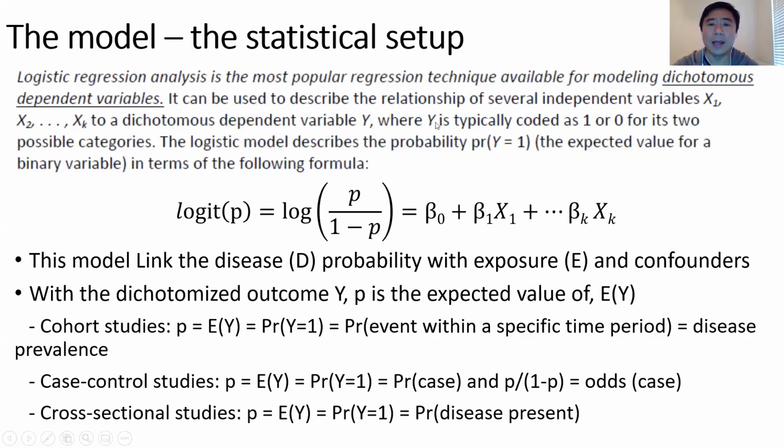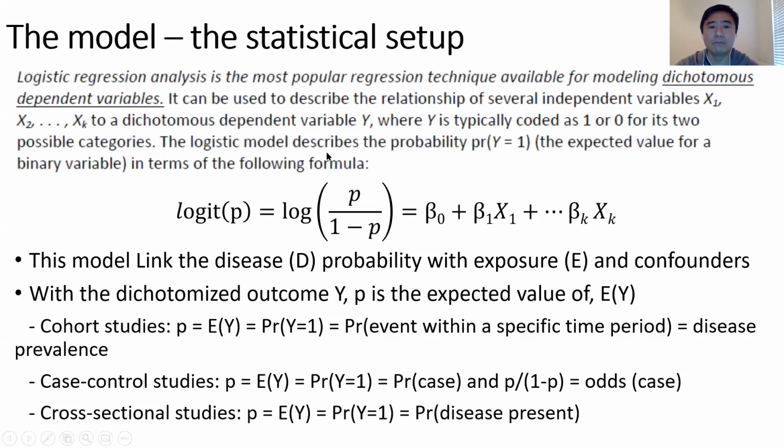And here y is typically coded as 0 and 1 for its two possible categories. So for example, 1 can be disease and 0 can be non-disease, or 1 can be mortality and 0 can be alive. And also you can code this not only as disease, but as other kinds of events. The events can be beneficial events instead of harmful events.